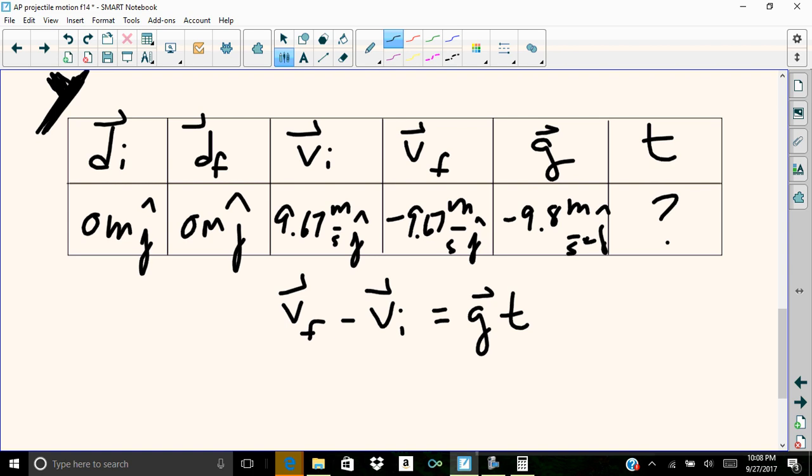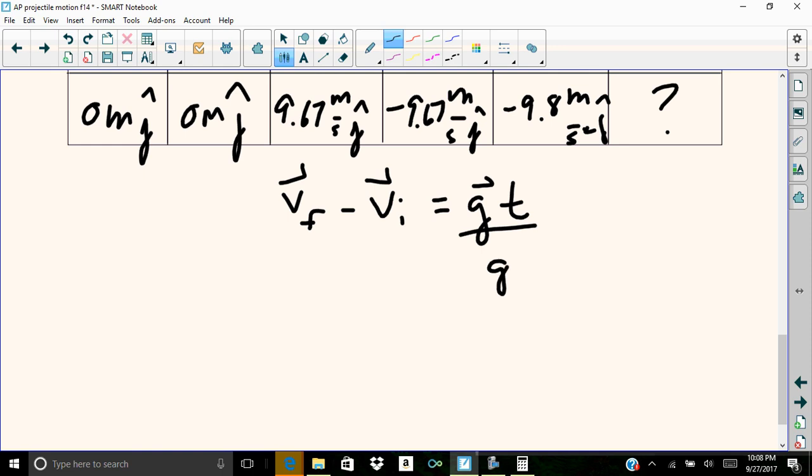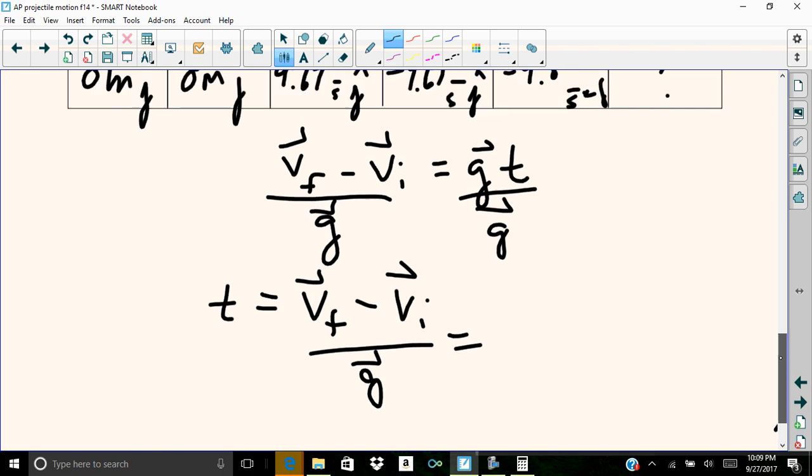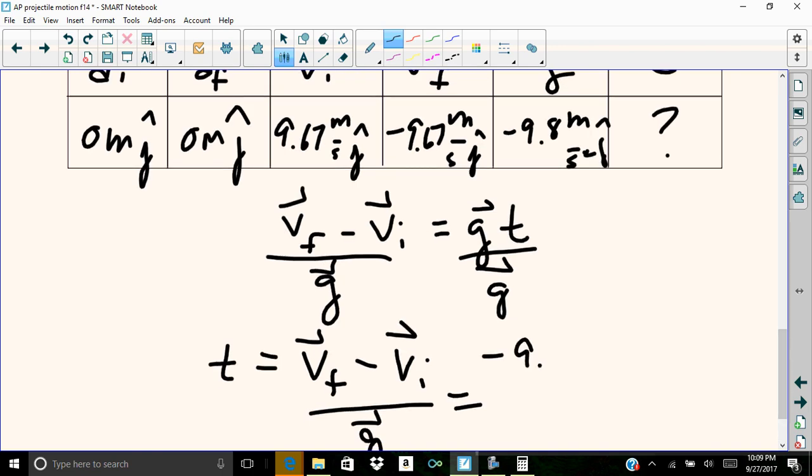9.8 meters per second squared south never goes in the x direction. You cannot use it when solving in the x direction. Really important. So I'm going to go ahead and divide both sides by g to solve for t. So my time is equal to v final minus v initial over g, which is equal to negative 9.67 meters per second j hat minus 9.67 meters per second j hat.